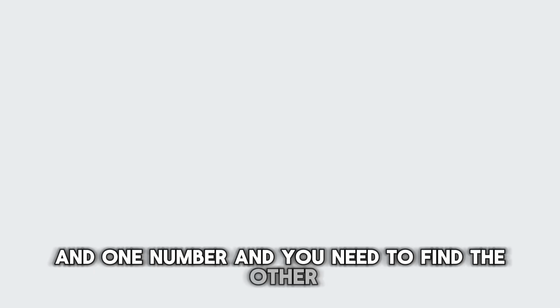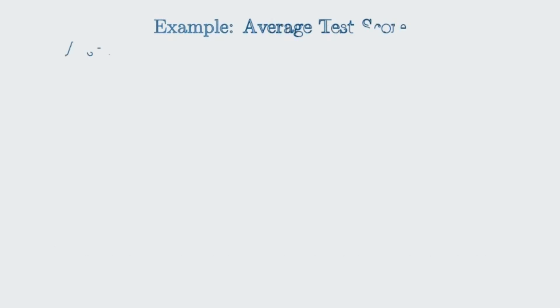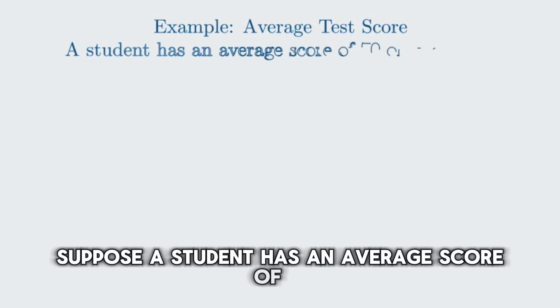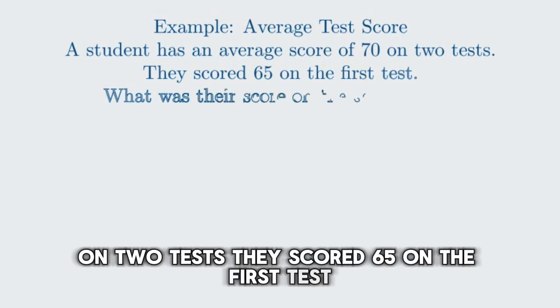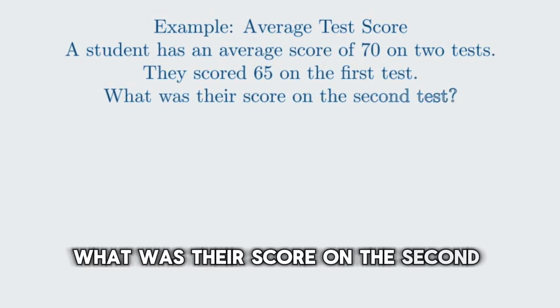The beauty of 2n equals a plus b is how easily it lets you find a missing number. You'll often see problems where you're given an average and one number, and you need to find the other. So let's walk through an example. Suppose a student has an average score of 70 on two tests. They scored 65 on the first test. What was their score on the second test?